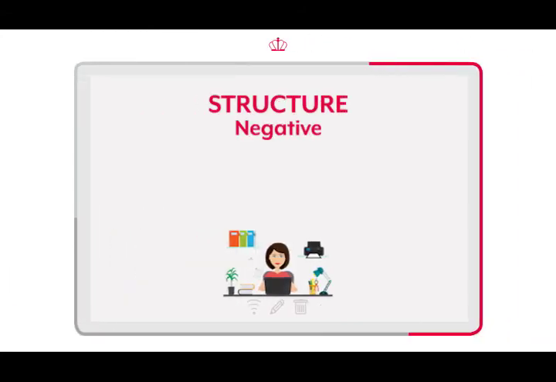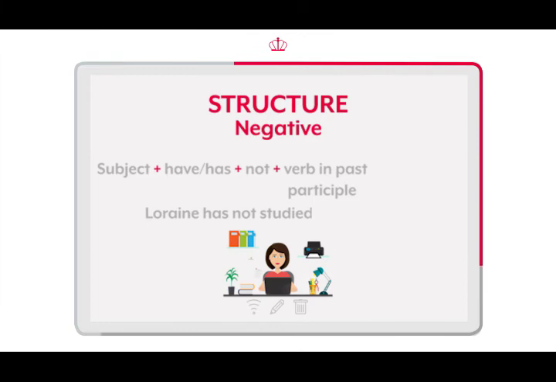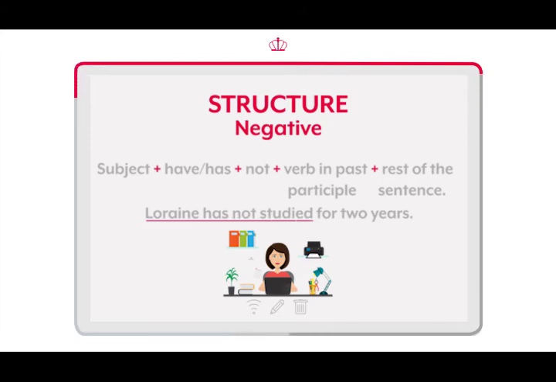When it comes to negative, we use the subject, the auxiliary verb have or has, plus the word not, and the past participle of the verb and the rest of the sentence. Cuando se trata del negativo, iniciamos con el sujeto, agregamos el auxiliar have o has, más la palabra not, seguido del verbo en pasado participio y el resto de la oración.